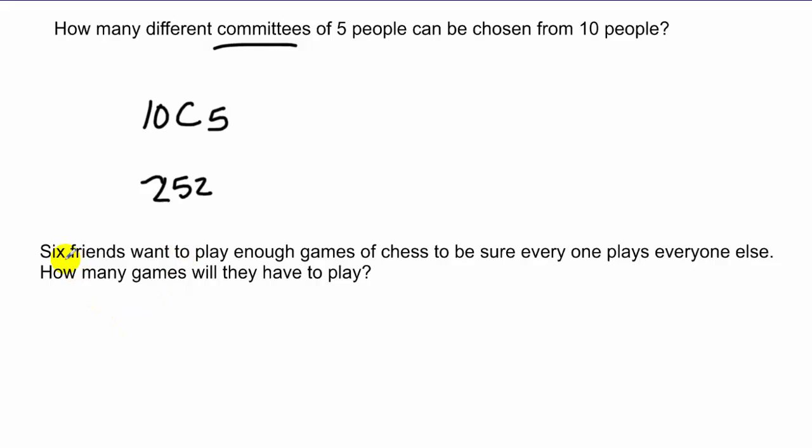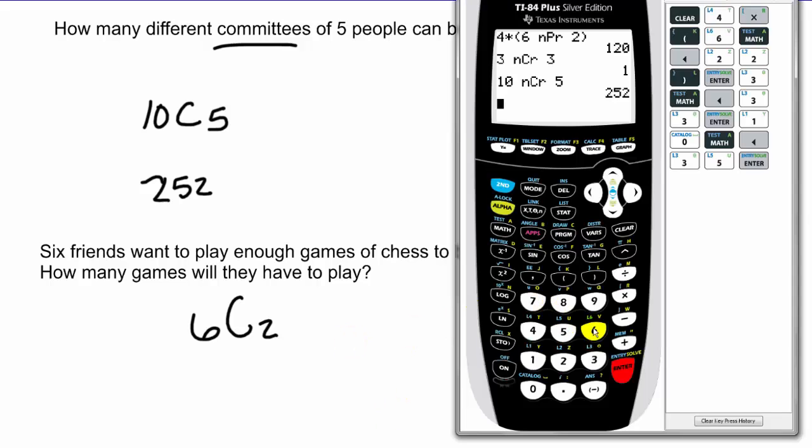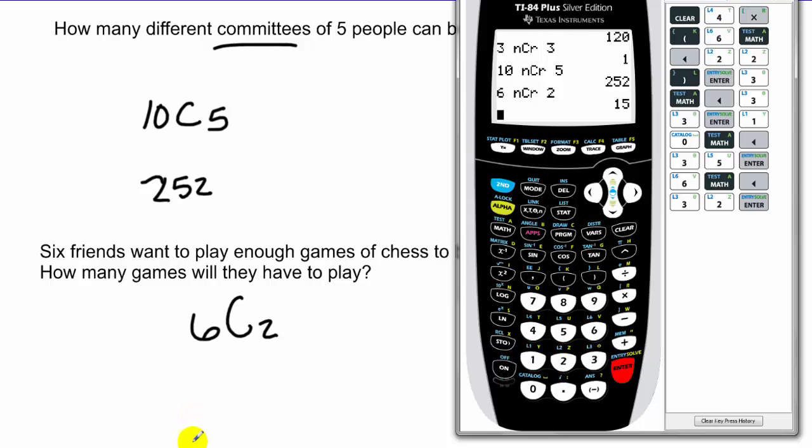You've got 6 friends and they want to play enough games of chess to be sure that everyone plays everybody else, and you want to know how many games they're going to play. So in this problem, we're taking from 6 people, and since only 2 people can play chess at a time, we're picking 2. So we hit 6C2, and we get 15 different games.